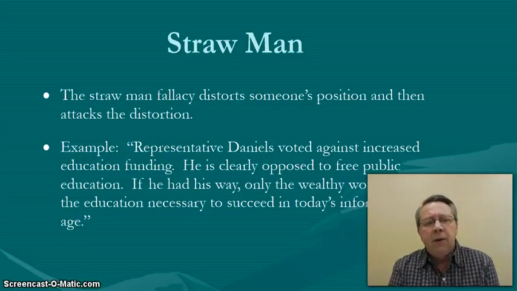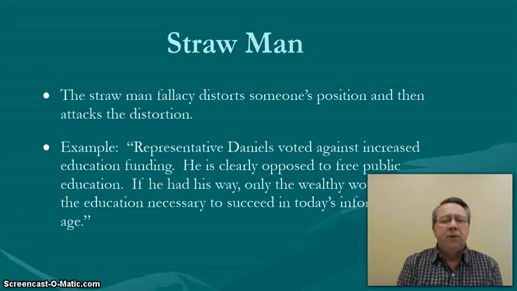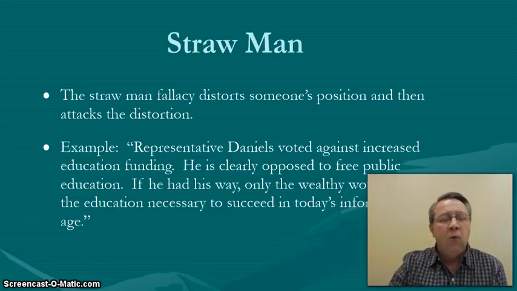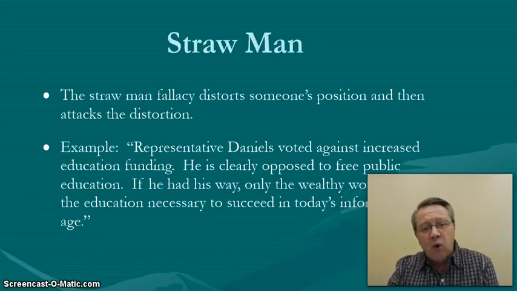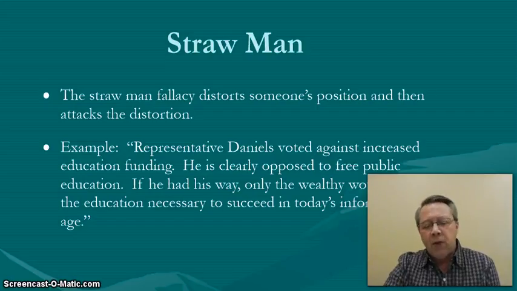First of all, there's nothing about the information age. Secondly, there's nothing about the wealthy. So what we're seeing is distort the position, and then I'm going to attack what I've distorted. I attack the distorted position, right? So that's called the straw man.